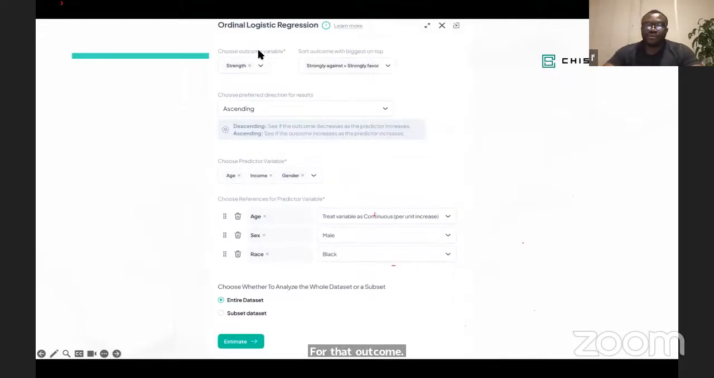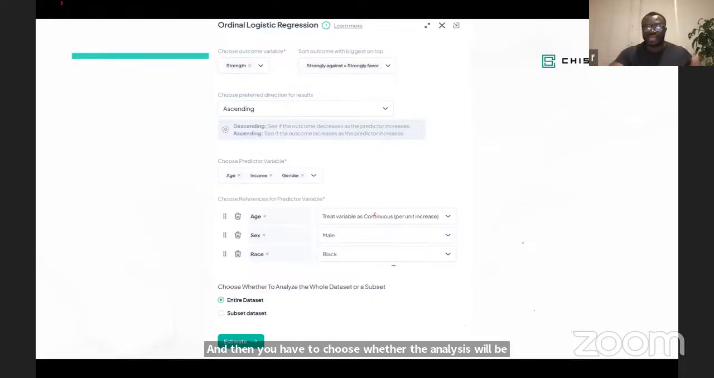Now, with ordinal, we select the outcome as before. Now we have to sort that outcome. All right. So because the variable in your data set may not be sorted, you have to sort it. You have to tell the computer what it looks like in a sorted form. And then you have to choose whether the analysis will be done in an ascending direction or a descending direction. Again, ascending is that you want to see if the outcome increases as the predictor increases. Descending is if you want to see if the outcome decreases as the predictor increases. So are you going up the ladder in terms of the outcome, or are you going down the ladder in terms of the outcome, right?